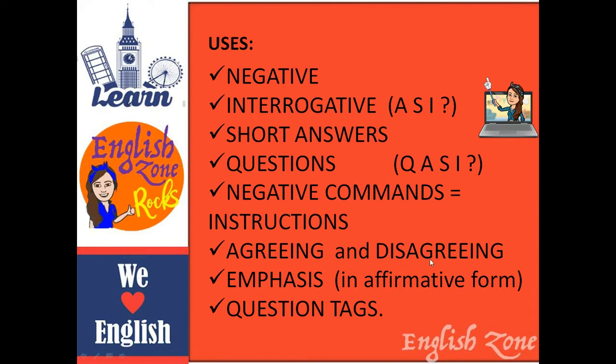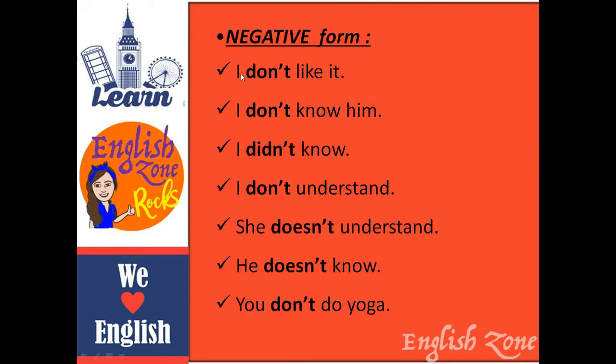So let's see examples. Negative form: I don't like it. I don't know him. I didn't know. She doesn't understand. You don't do yoga. So remember this, you have the subject, the auxiliary in the negative form, and the verb in the infinitive.